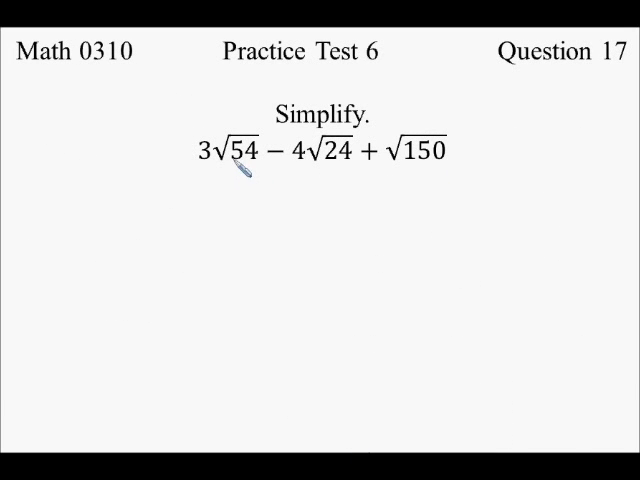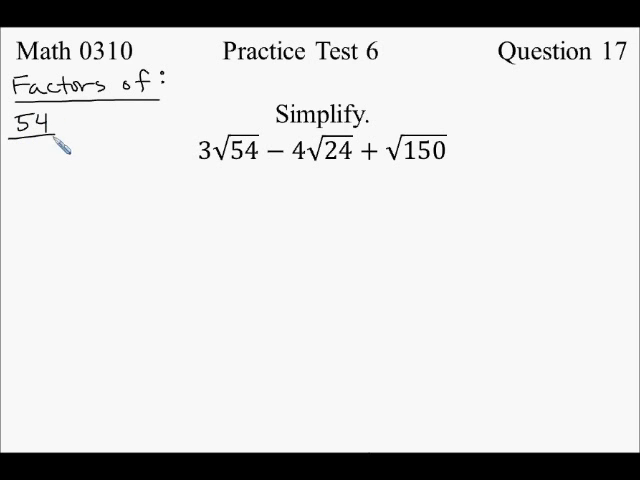Question 17 says, simplify 3 square root 54 minus 4 square root 24 plus square root of 150. Okay, so we want to look at first reducing these radicals to the lowest term radical we can possibly get there. So first let's look at the square root of 54 and see if there's anything we can reduce there. So some of these are large numbers, so maybe we think about listing the factors. So let's go ahead and list out the factors. So the first one, let's do 54 first.